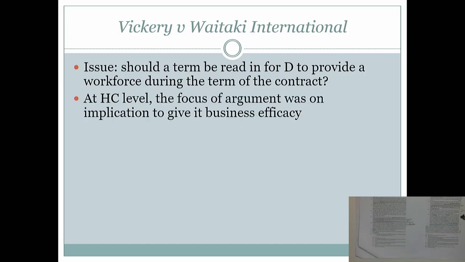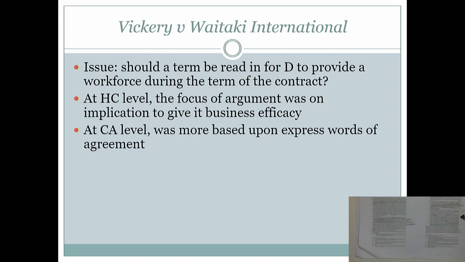The High Court level focused very much on this idea of whether or not the term was needed for business efficacy. And the court said, no, it wasn't needed for business efficacy. This contract works perfectly fine without this implied term. Essentially, the risk was on the cafeteria owner that the freezing works might shut down. And therefore, we don't need to imply a term in. And we should not imply a term in.